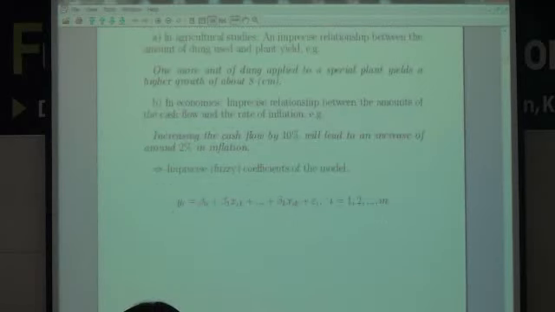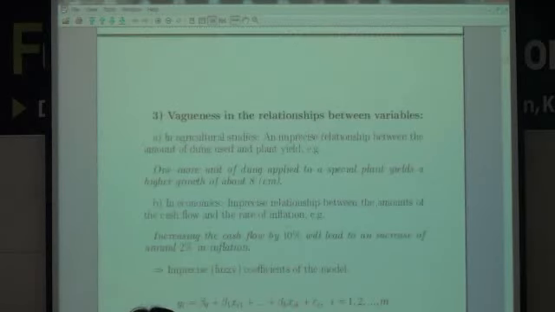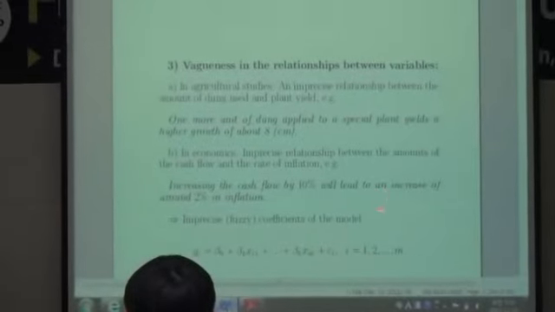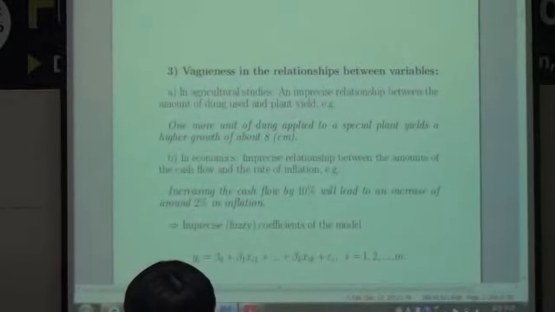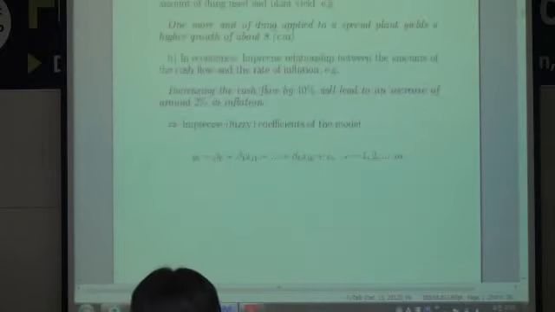Also, we have in some situations vagueness in the relationships between variables. For example, in agricultural studies, an imprecise relationship between the amount of dung used and plant yield. For example, one more unit of dung applied to a special plant yields a higher growth of about, for example, 8 centimeters. This is a typical example of vague or fuzzy relationships between two variables. And also another example, but because of the time, I ignore all of them.